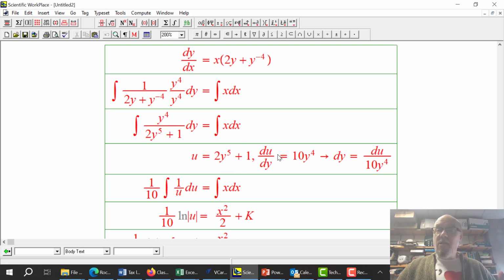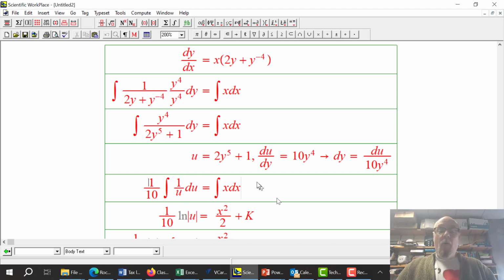You always differentiate your substitution. du dy is equal to, well, in this case, 10y to the fourth. Solve for dy, and now I'm going to replace dy with this du divided by 10y to the fourth, and I'm going to replace this 2y to the fifth plus 1 by the u. So here's my new integration. That 10 on the bottom, I just brought to the outside. Now I can integrate this 1 over u. It's ln absolute value of u.